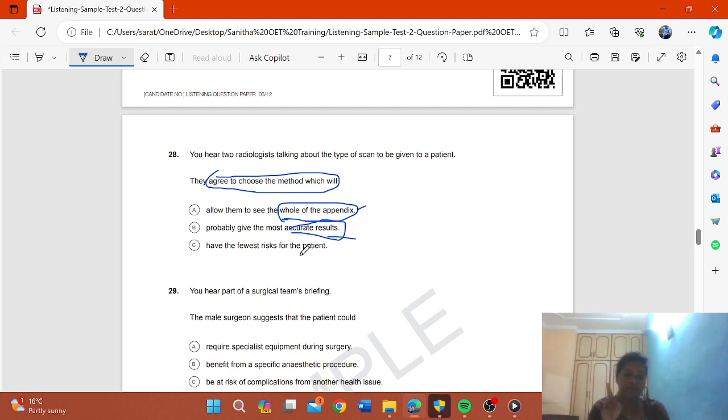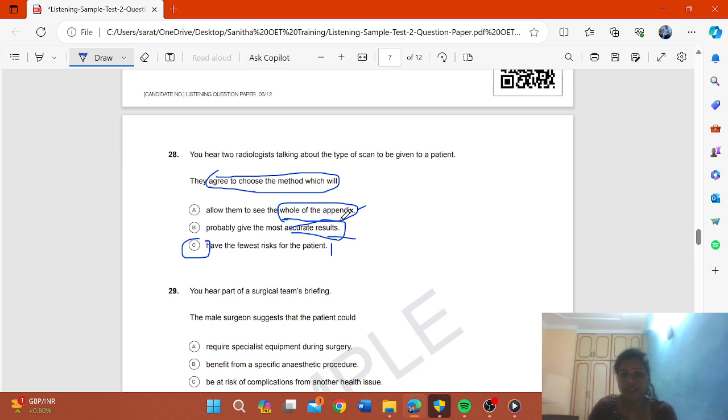They said, it means we can avoid the child being subject to contrast exposure as well. That means we have the fewest risk for the patient. So that's the reason option C is correct. But I told you the technique. If there are any words which we hear in the audio that are present in the option, that won't be the answer.